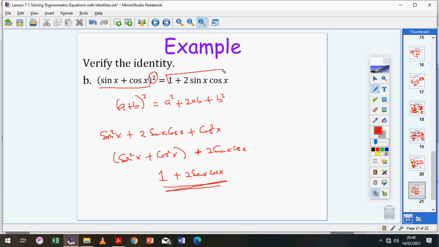This question will come back when we start talking about double angle identities, but that's for a future time. And this can be simplified further in terms of double angle identities. So we'll see what that is when we get there.